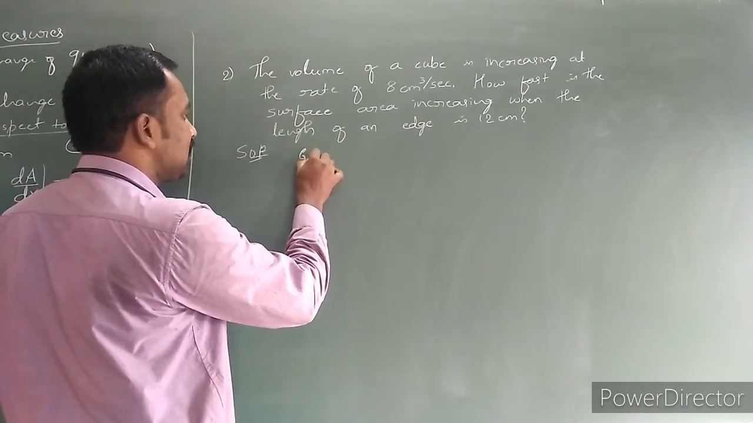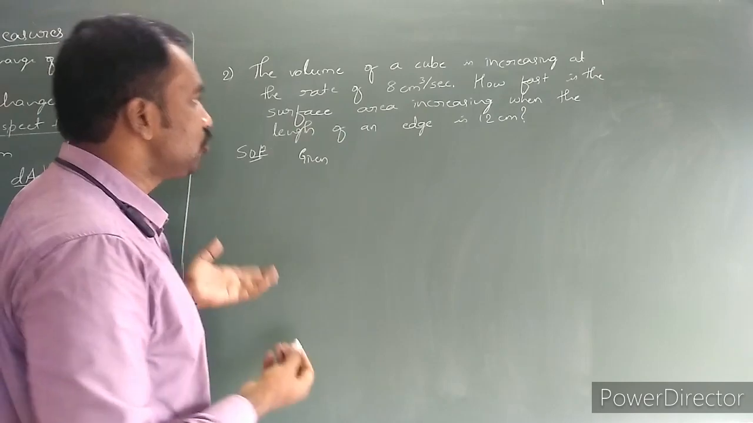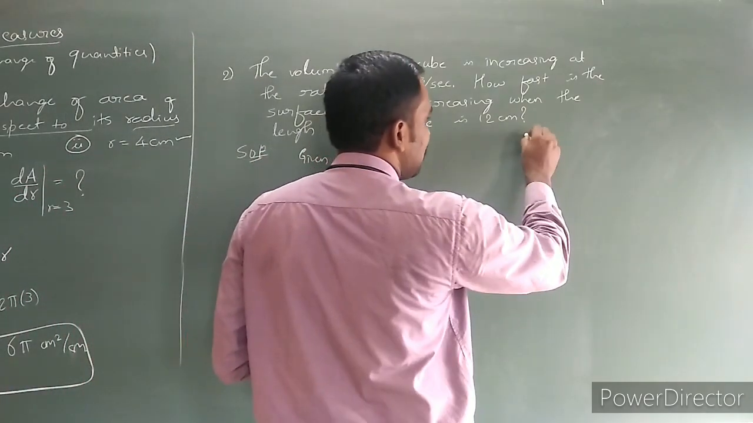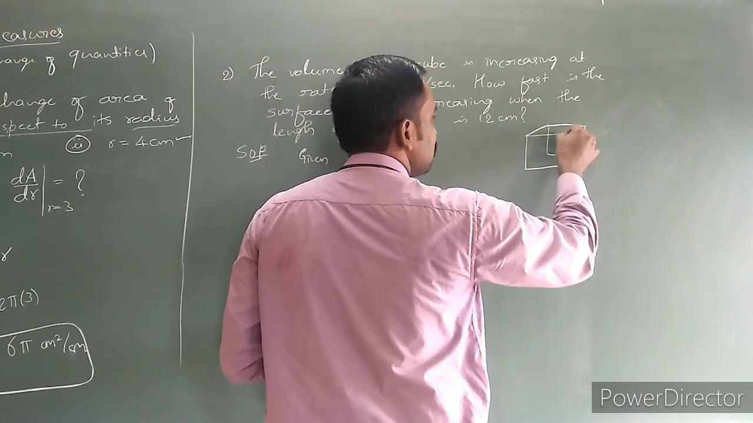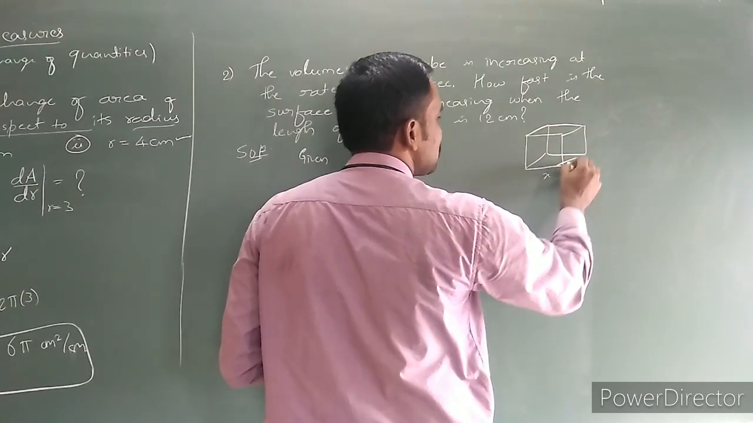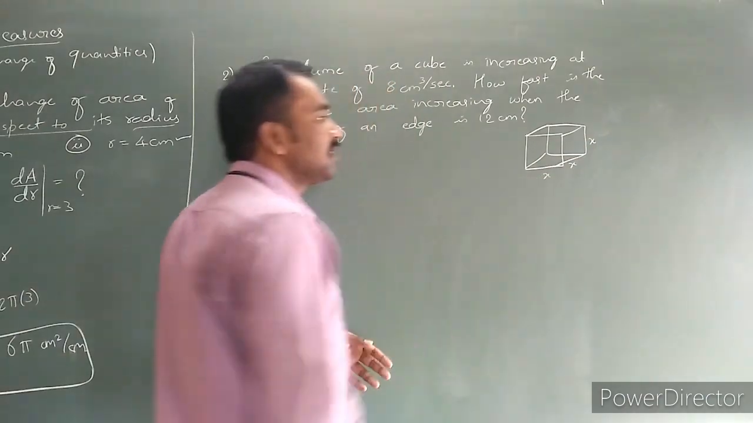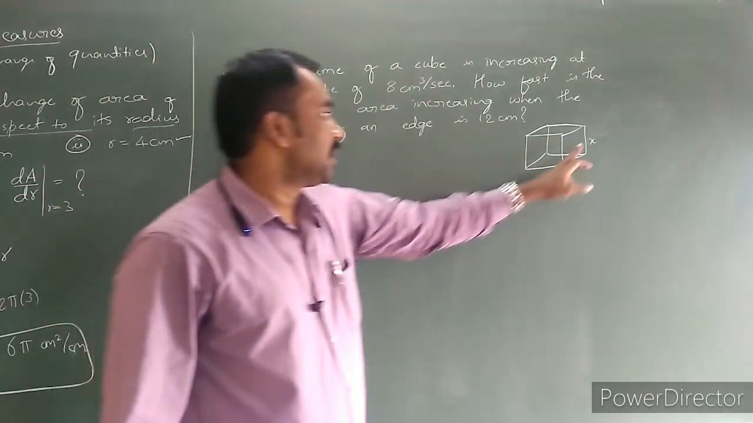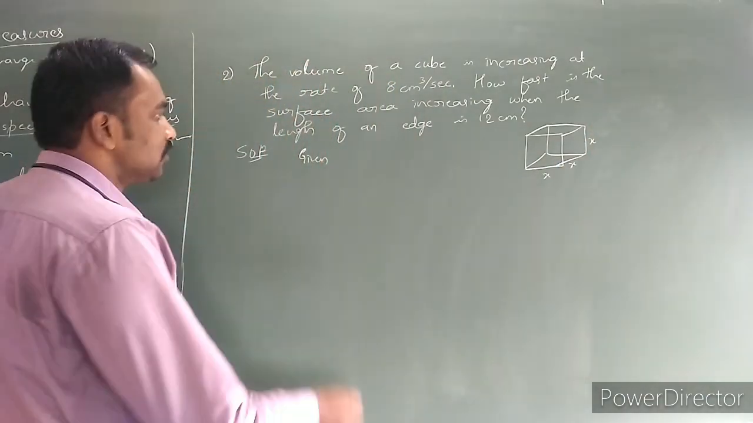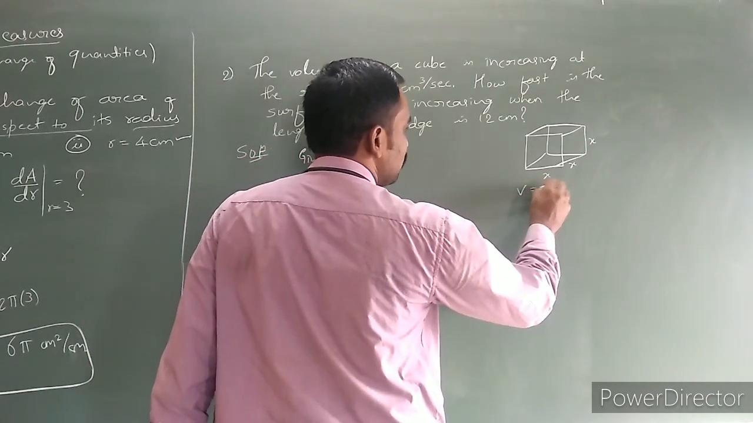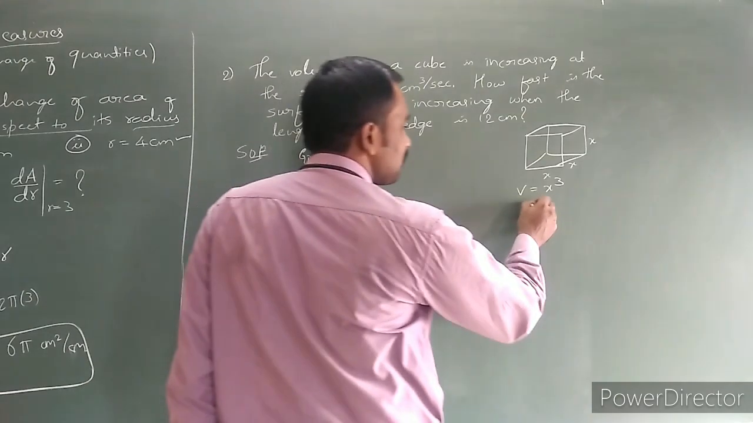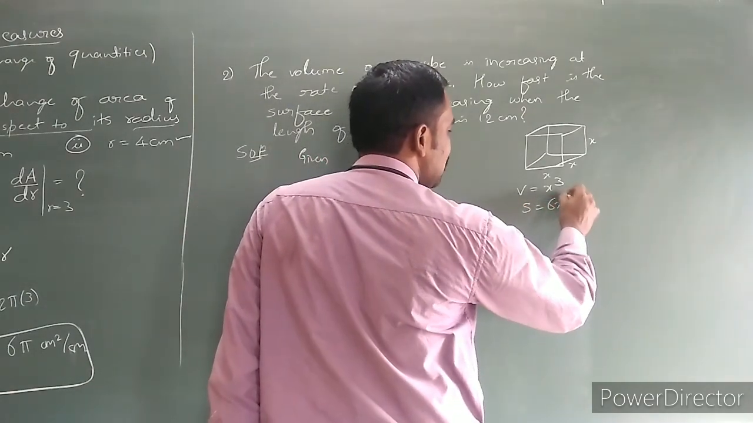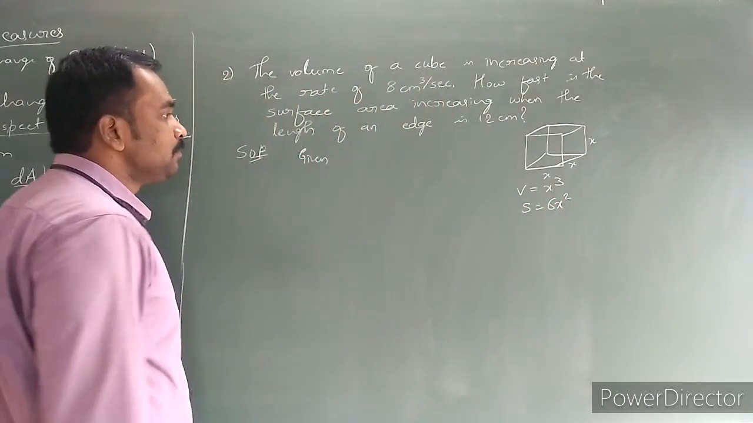First of all, write the given things. The cube, with the same rough diagram, has 6 faces, with length, breadth and height. We already know the volume of the cube. What is the volume of the cube? x cube, length into breadth into height. Surface area, what is the surface area? 6 times x square.